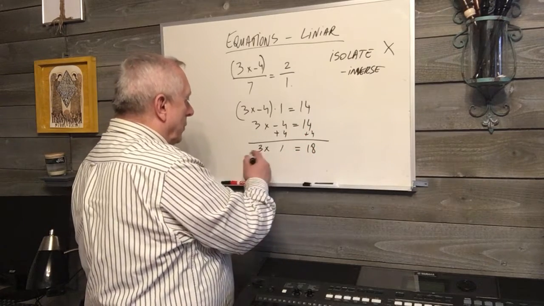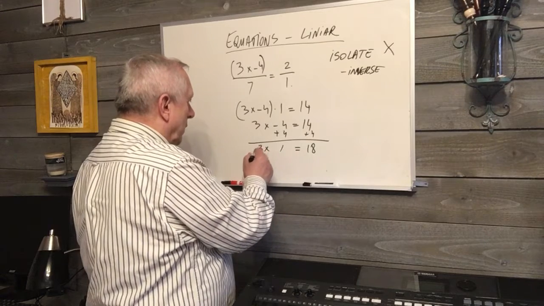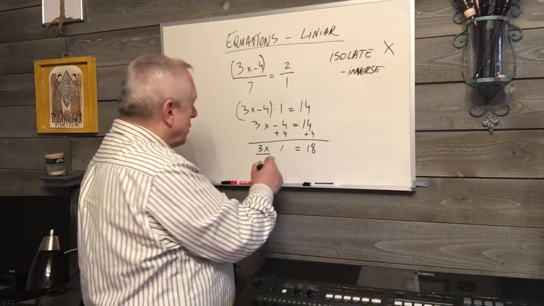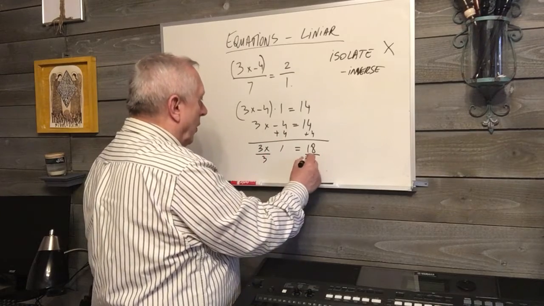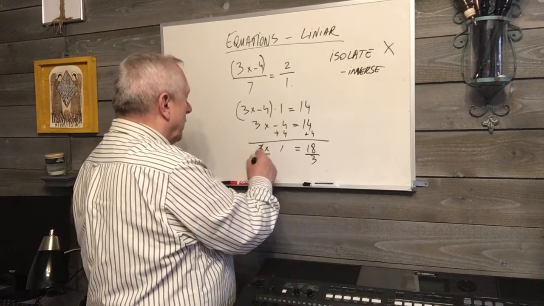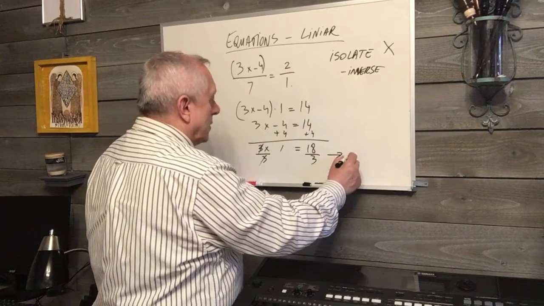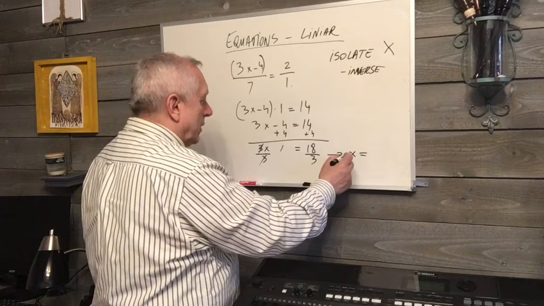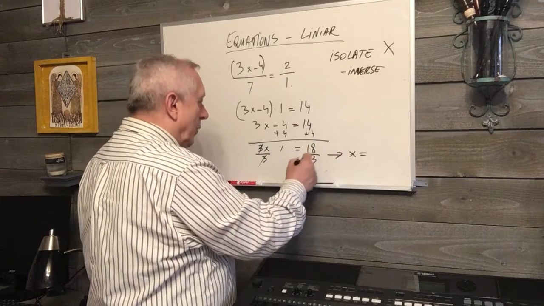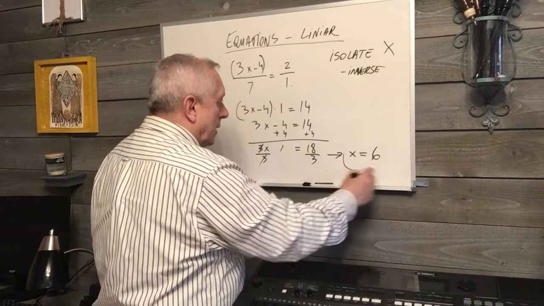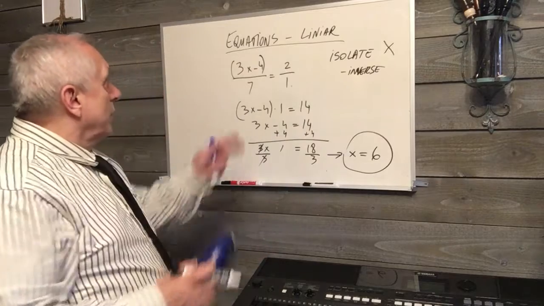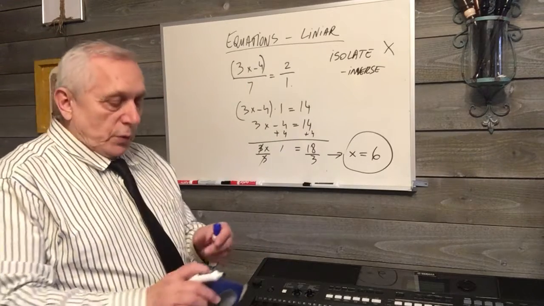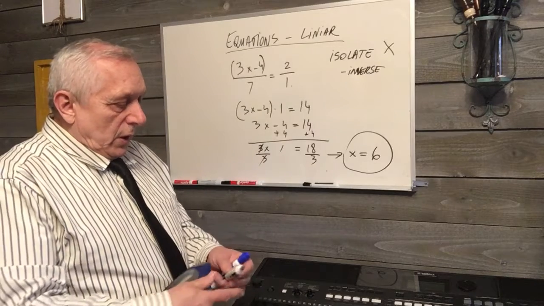Now we have to divide by 3 to get rid of this 3. Because it's 3 times x, we use the inverse operation, divide by 3 on both sides. So that will be 3 over 3 is 1. So that leaves the x by itself on this side. x equals 18 over 3, which is 6. So that's the result of this equation. These are the types of linear equations which we can solve.